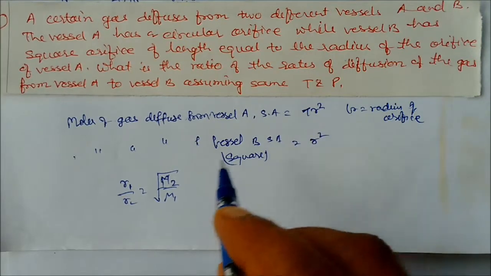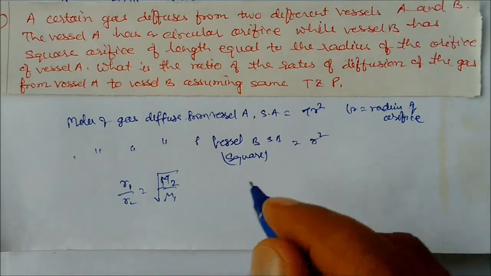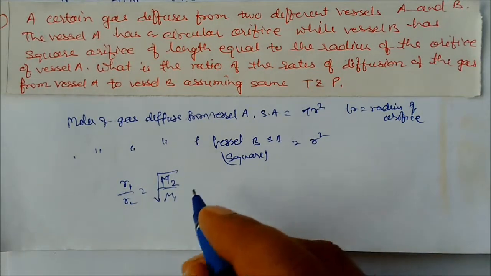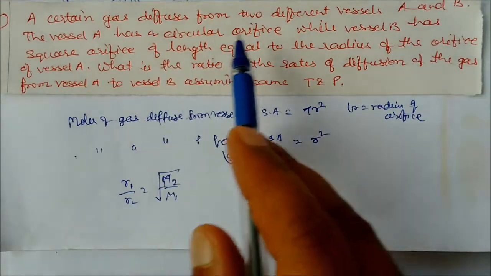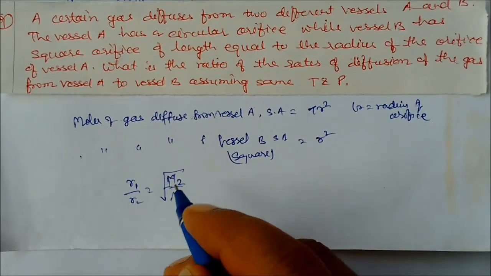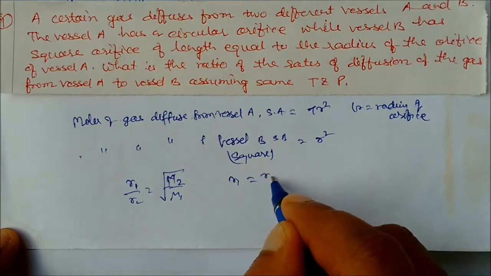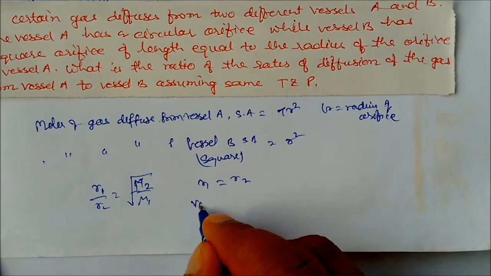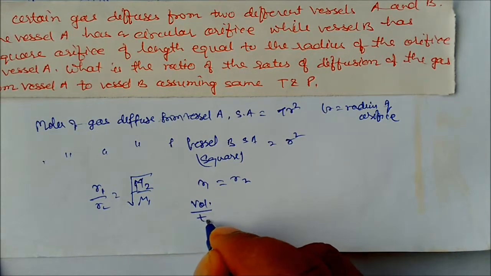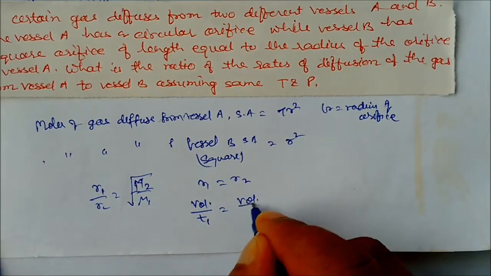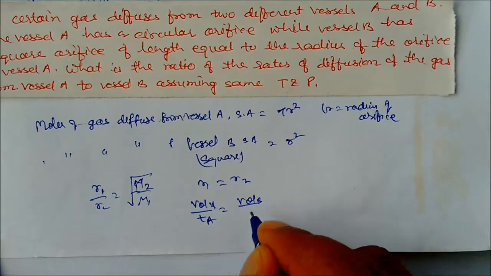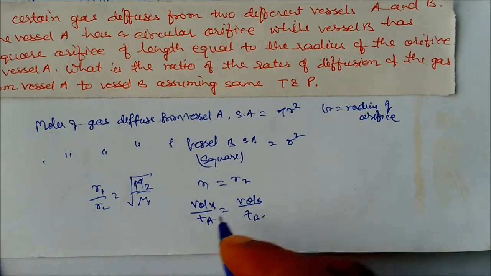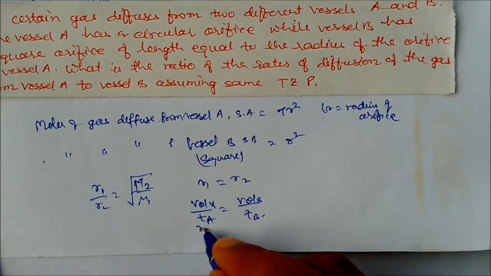Pressure and temperature remain constant. So what happens here? The molar mass is the same, so we can see here R1 is equal to R2. R1 is nothing but the volume of gas diffused divided by the time taken. Here the volume of the gas diffused for A is divided by time 1, and for B by time 2. Since the time is equal, the volume of the gas remains. So this is R1 and this is R2.